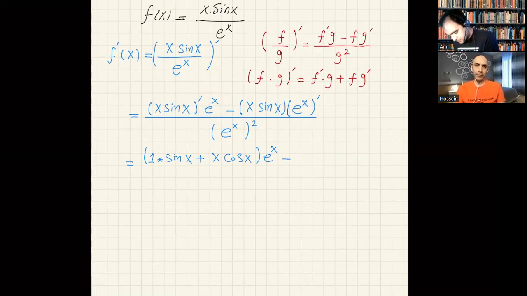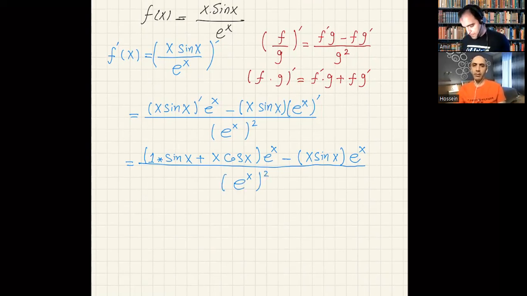Minus x sine of x times the derivative of this guy. We know that the derivative of e to the x is equal to itself, so it's going to be e to the x, divided by e to the x to the power of 2.